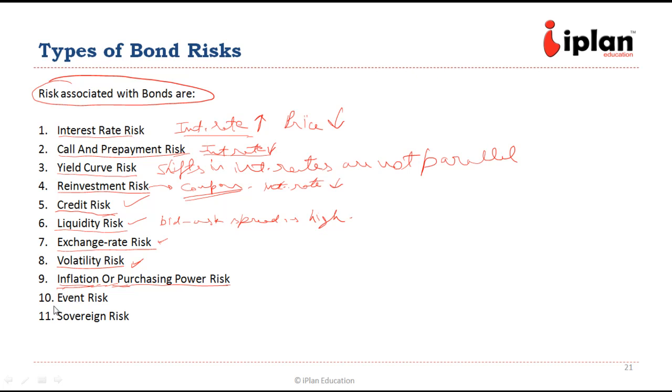There could be event risk because of which the borrower is not able to repay, and there could be sovereign risk. There are some problems which are specific to a particular economy, a country. Because of them, there could be a risk of principal or coupon repayments. Now let us explore these risks in detail.